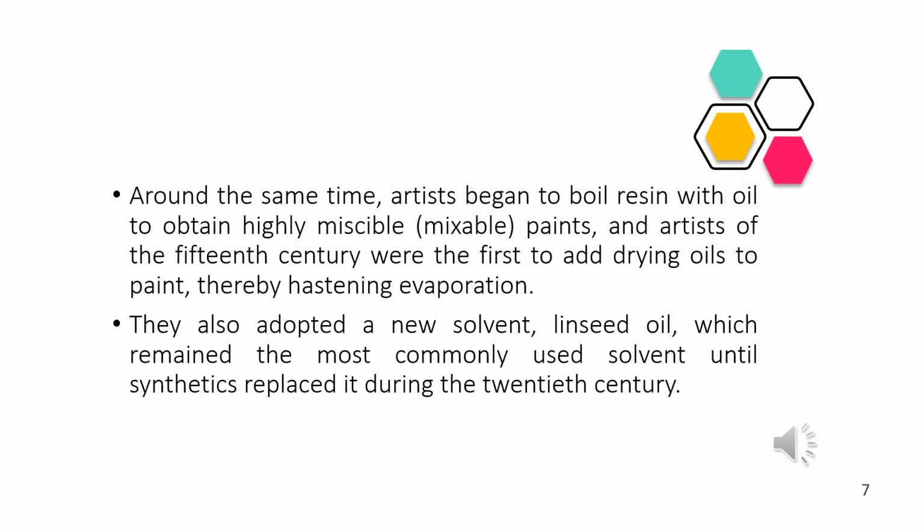How were paints made in the 15th century? The paints were made in the 15th century by adding the drying oils to the paints. So the artists added the drying oils to the paints. By adding the drying oils to the paints, they hastened the evaporation.